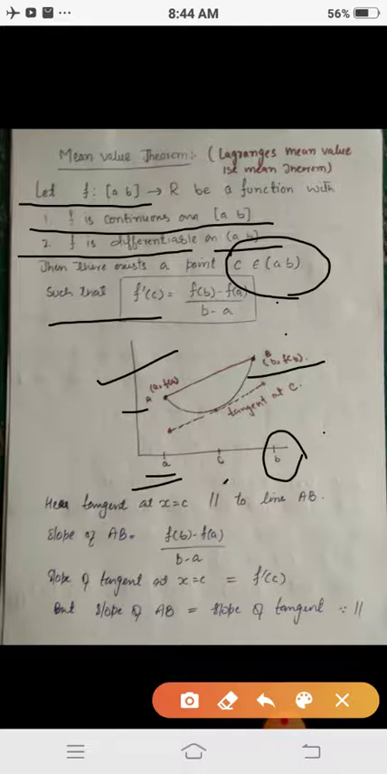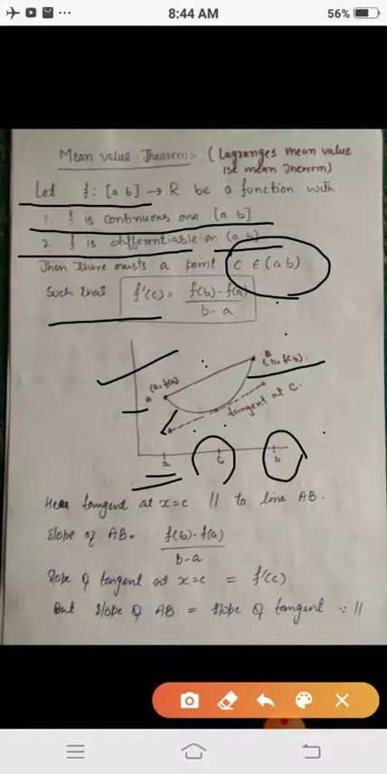Now let's see a point within (a, b). At x = c, we have a tangent to this curve. Here this tangent is parallel to the line AB, which implies that, since parallel lines have equal slopes, the slope of this tangent equals the slope of this line segment.